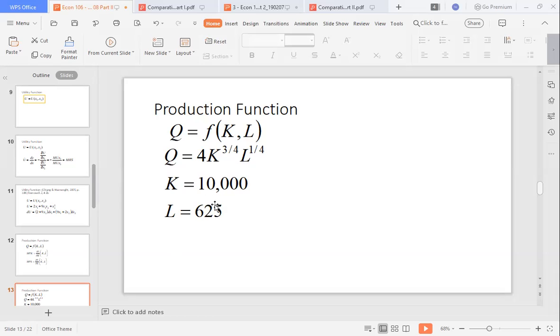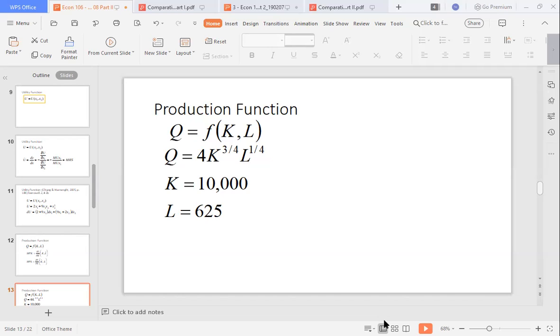So how did we arrive at this number? Remember, class, wage times L and rent times capital. With the values given here, class, what is output Q? Meaning, what is the level of output when your capital is equal to 10,000, and your labor is equal to 625? So you may want to write down your answers. I'll be waiting for your answers in the chat box.